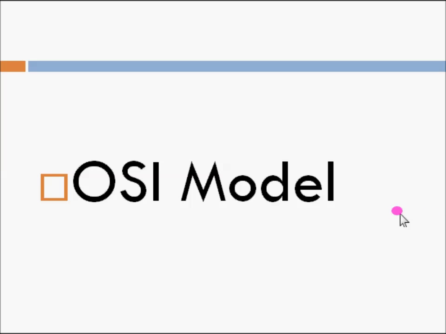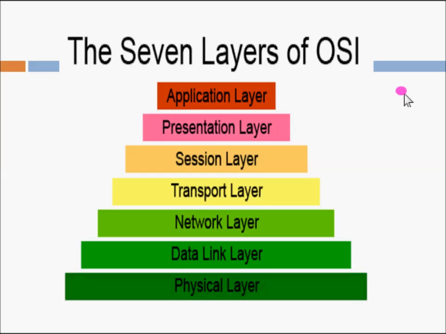OSI is also known as Open Systems Interconnection. It is a reference model for how applications can communicate over a network. The main concept of OSI is that the process of communication between two endpoints in a telecommunication network can be divided into 7 distinct groups of related functions or layers. So here are the 7 layers of the OSI model.